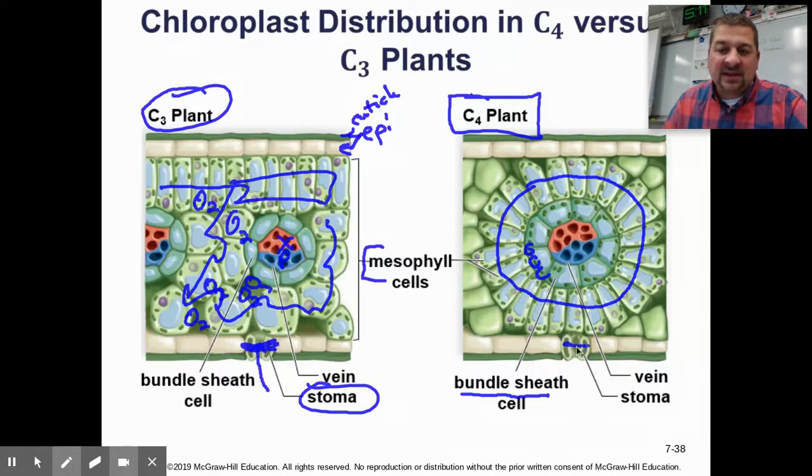So what's going to happen is when the stomata have to close, oxygen will build up out here.